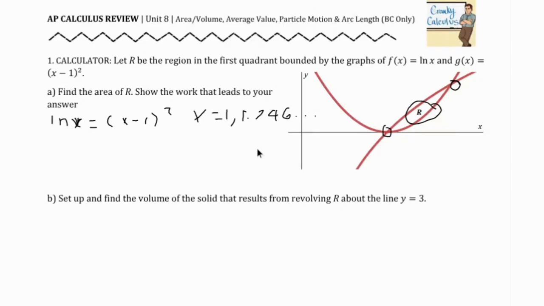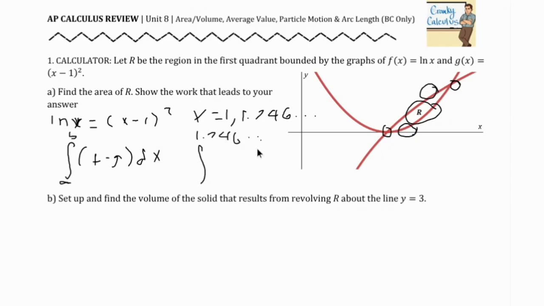And now we have to find the area of R. The formula for an area between two curves is the integral from a to b of f minus g dx. What this formula essentially means is that to find the area between two curves, we use the function on the top, f, subtract the function on the bottom, g, and integrate that between those two bounds.